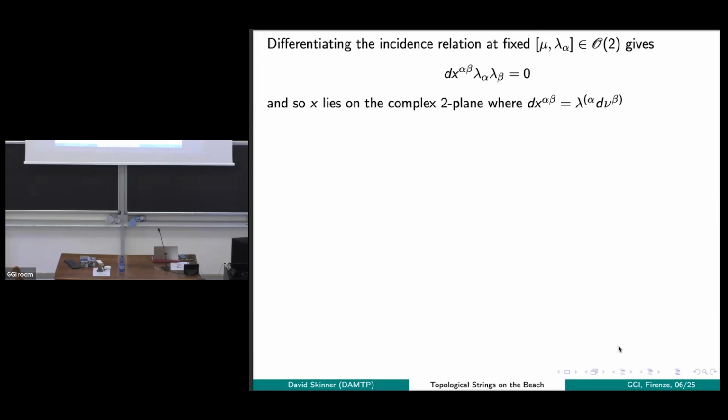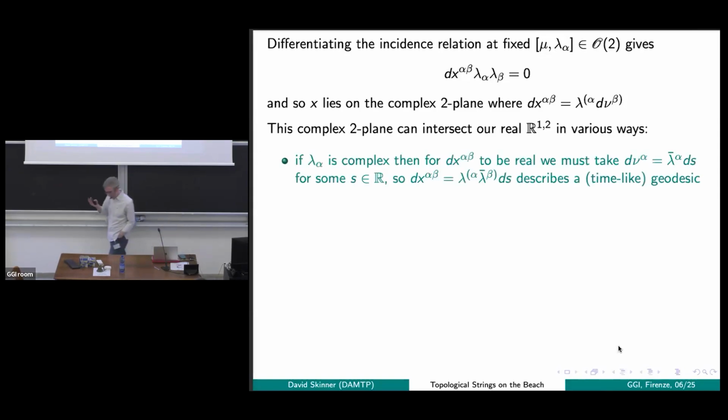It has to be proportional to lambda, so that when I contract it with lambda, it vanishes, and then there's some free one form d nu, at least in the complex. But for this complex 2-plane to intersect real Minkowski space, there are various conditions. If dx wants to be real, then you've got various choices as to how that might happen. If lambda itself is complex, for dx to be real, d nu has to be proportional to its complex conjugate with some real variable s. Okay? And so that tells you then that dx is totally fixed, and it describes a time-like geodesic. So we've got a variable parameter s that just moves us up and down this geodesic in this fixed direction.